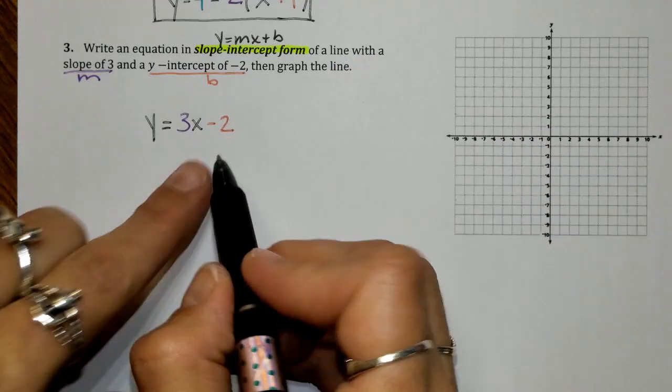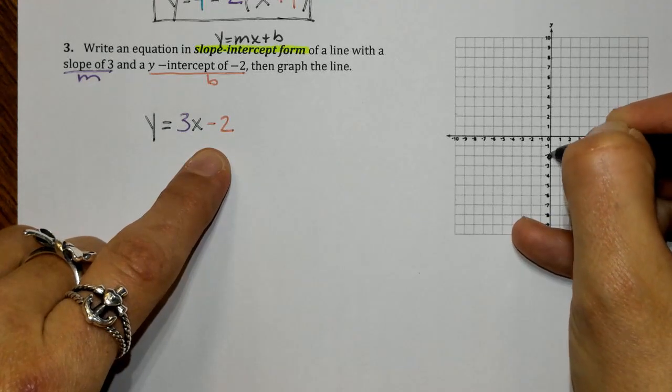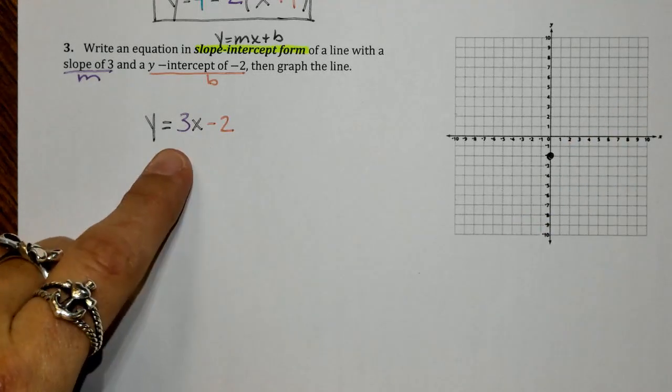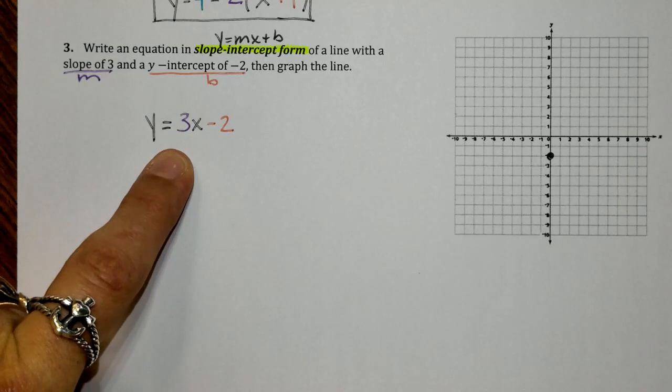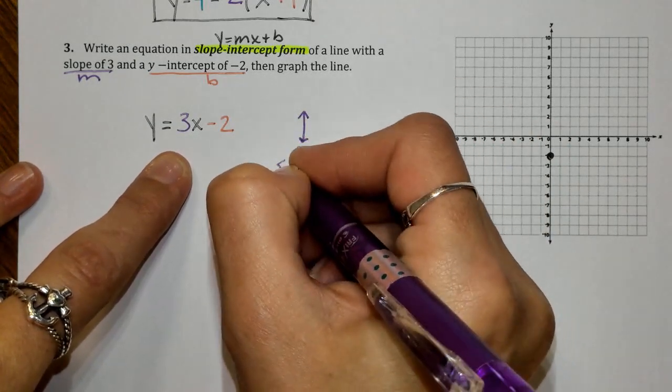So let's take a look first at our y-intercept at negative 2. We're going to go to negative 2 on the y-axis right here. And we're going to apply our slope of 3 over 1, remembering that our slope is going to be a rise over a run.